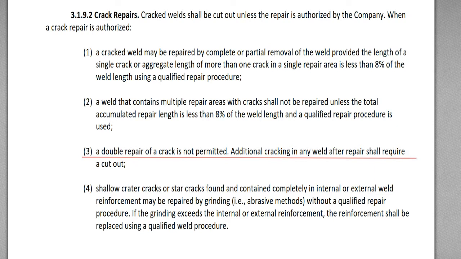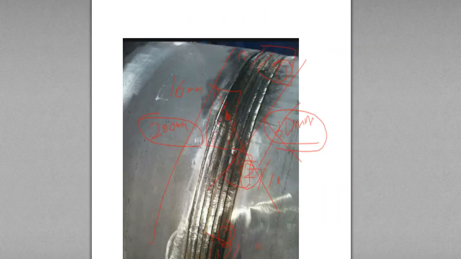And number 3 is a double repair of a crack is not permitted. Additional cracking in any weld after repair shall require cutout. So double repair means repair twice. Let's say here I had a crack, so I ground it out, and then repair welded. And after rewelding, I found another crack in the same location, that is not permitted. Reject. Just cut out.